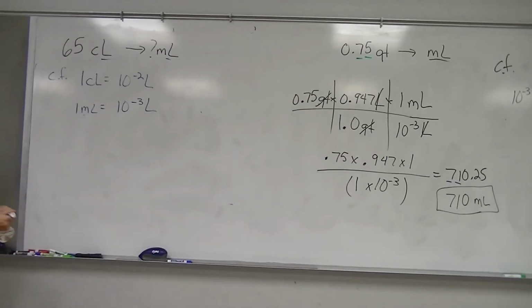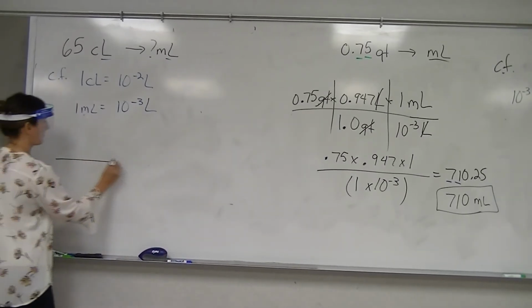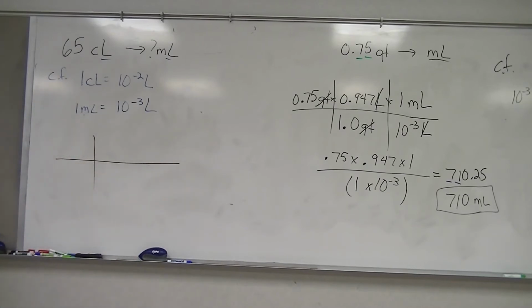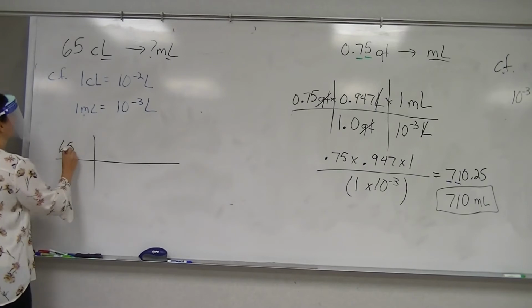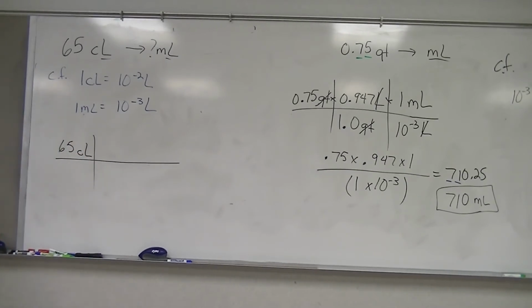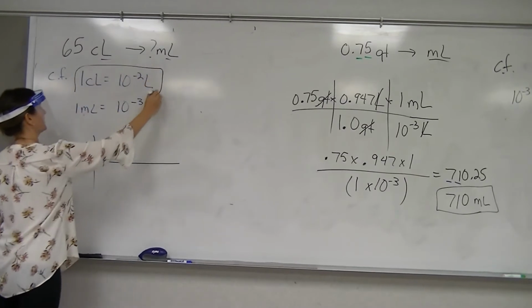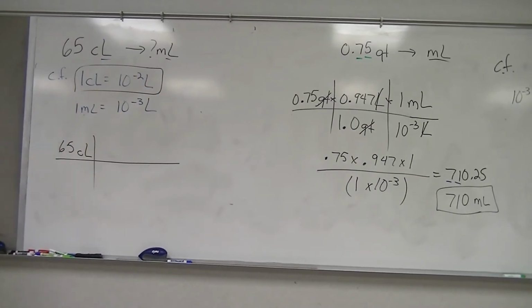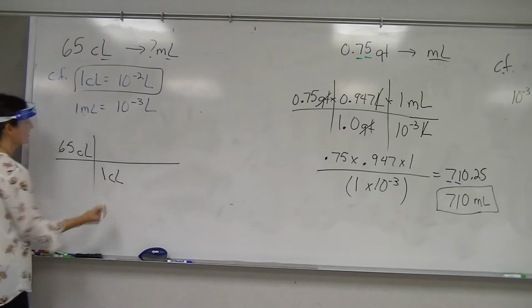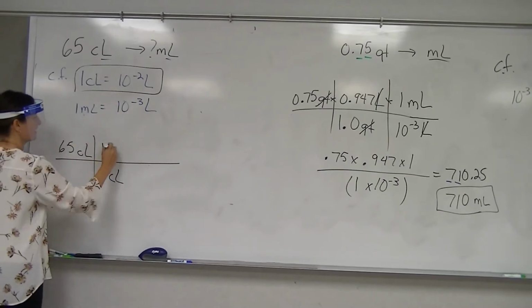So do our railroad tracks. We have 2 conversion factors, so 2 steps. But where are we going to start? What number is going to start our railroad tracks? 65. Yes, thank you. 65 CL, centiliters. So we have to use the top conversion factor first because we're trying to get rid of centiliters. Is it going to go on the top or the bottom? Bottom, yes. So the 1 CL will be on the bottom, putting this 10 to the negative 2 along the top.